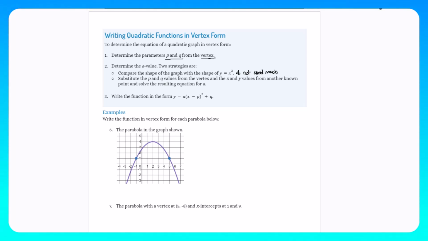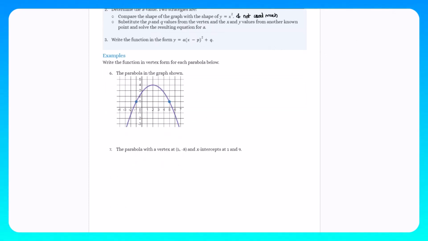So let's look at the first example here. Well, in this, we definitely know the vertex. We know the vertex is 2 and 4. And we definitely know another point. We got a couple. And here's the thing. You can pick any point. Pick your favorite. I'm going to say this one here is my favorite. So I'm going to call that point 5 and 1. And we're just going to hold on to that one. We're not going to use it quite yet.